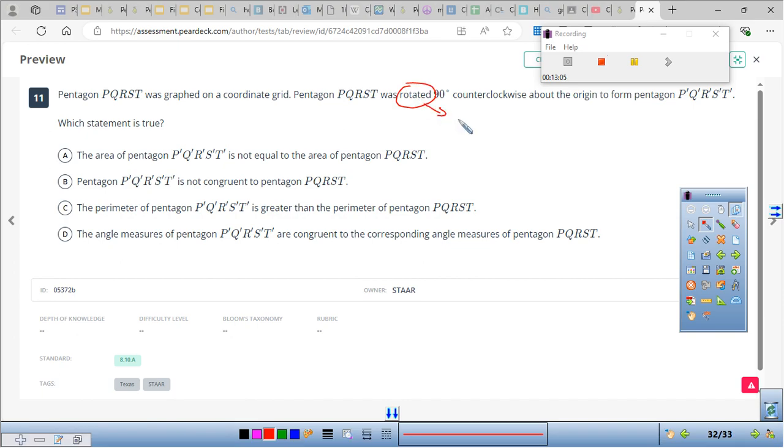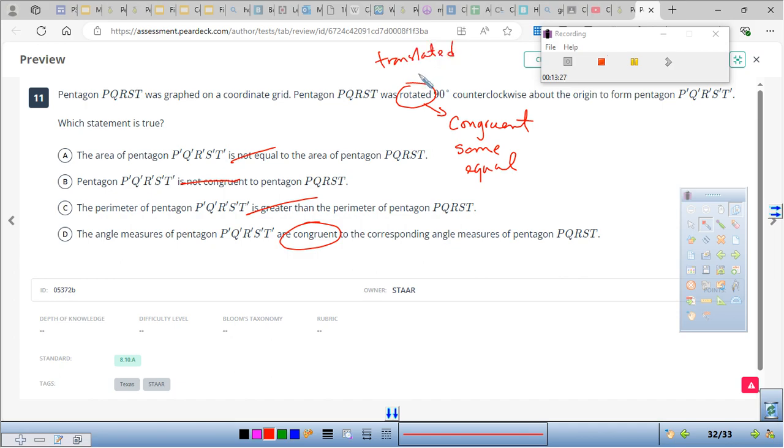Rotation means what? Congruent. So go out here and look for the congruent stuff. That's out. That says not congruent, out, congruent. And don't forget, congruent is also going to be the word same, and it will also be the word equal. So rotated, translated, and then also reflected.